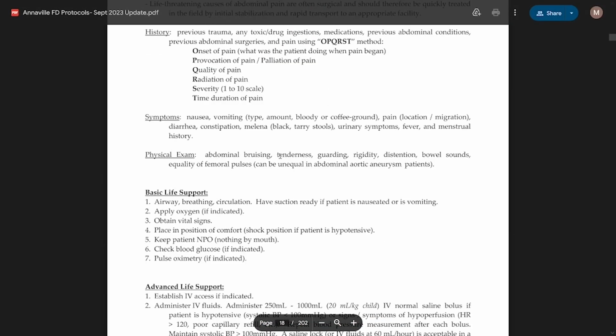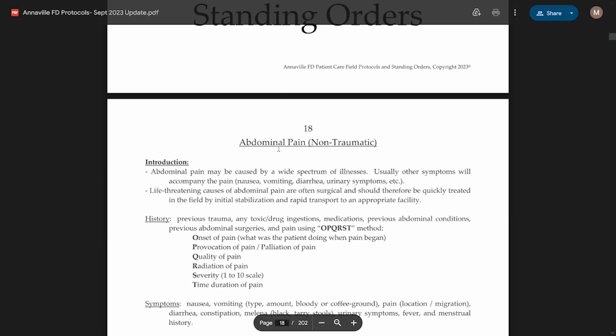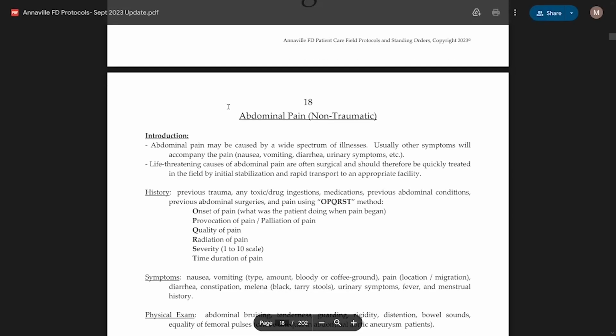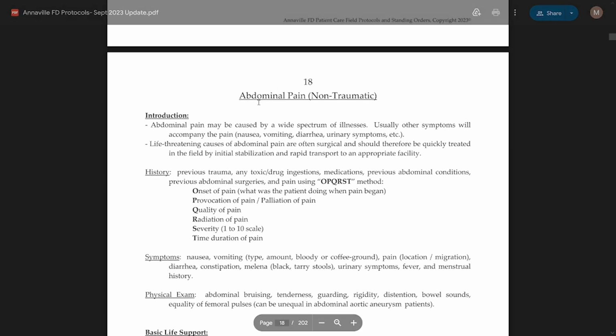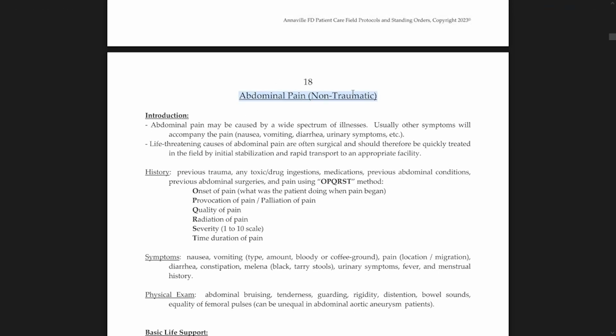Right here, we're going to go into the medical situation. So here is the interesting part where we start talking about different topics, right? So first we have abdominal pain. This is a very big deal. So it's medical, it's non-traumatic.